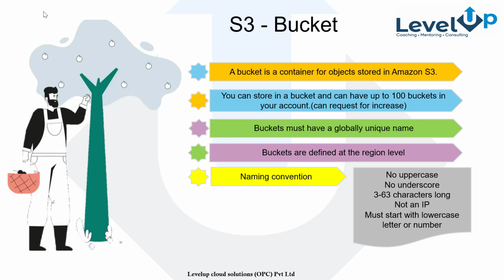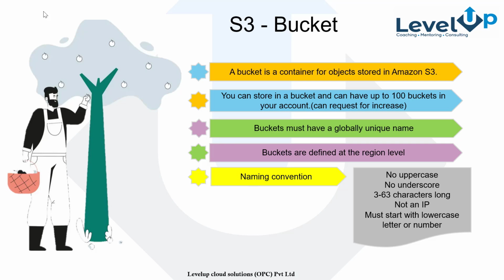If you have to store any documents on AWS S3, the first thing that you have to create is called a bucket. And inside buckets, you can store objects. You can store any number of objects, but the maximum number of buckets you can create in your account is 100. If you want more than 100 buckets, you can send an email to AWS asking them to increase the number of buckets that you can create.